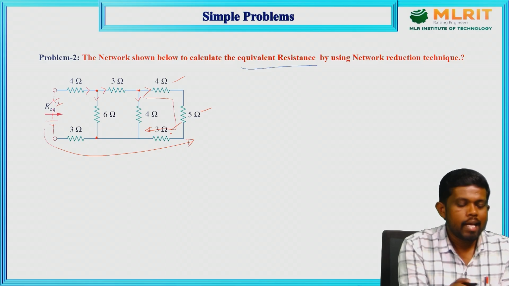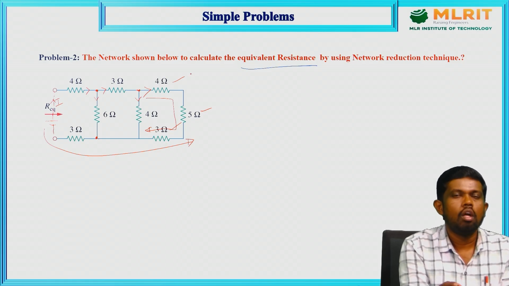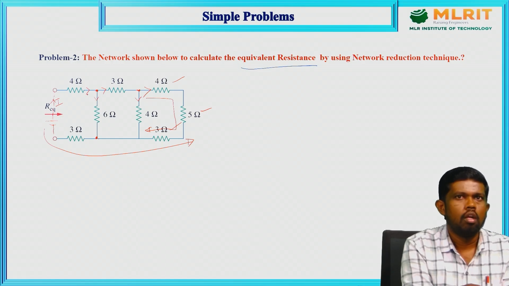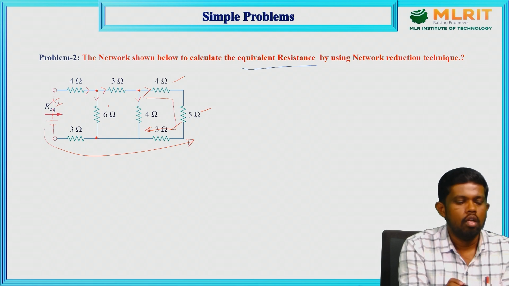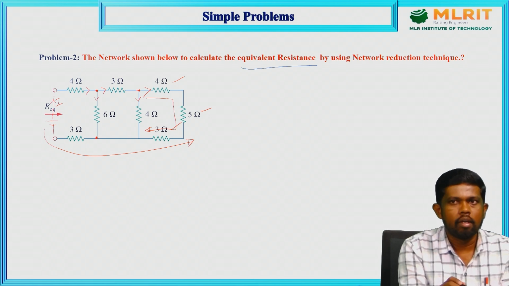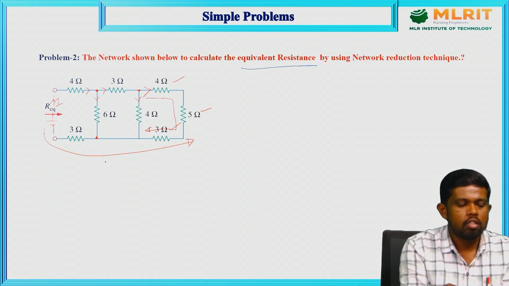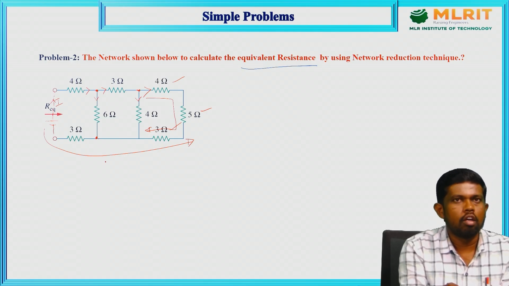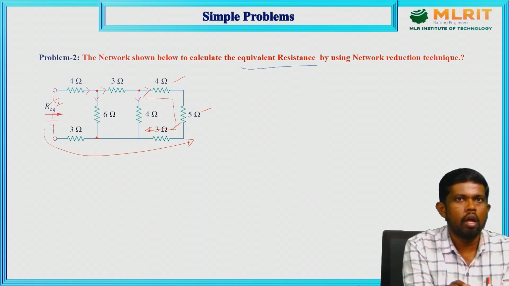So in the entire connection, 4 ohm, 5 ohm, 3 ohm are in series, which is parallel to the 4 ohm resistor, and the combination is in series with the 3 ohm resistor, which is parallel to the 6 ohm resistor, and that is in series with the 4 ohm and 3 ohm resistors. So this is the way to identify the series and parallel combination of resistances based on the current flow, from the starting towards the ending.